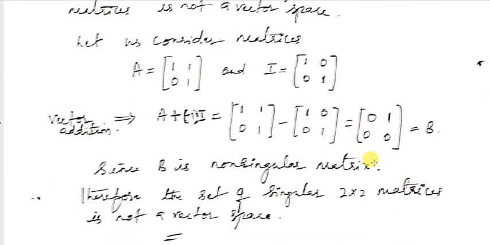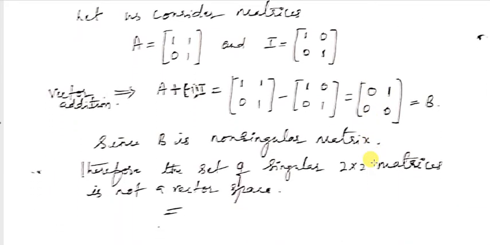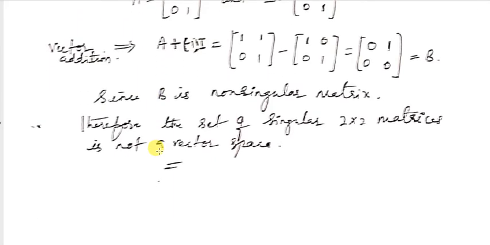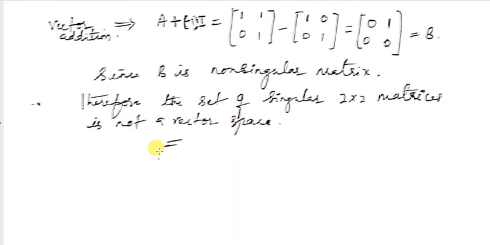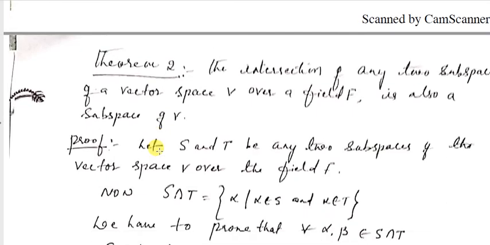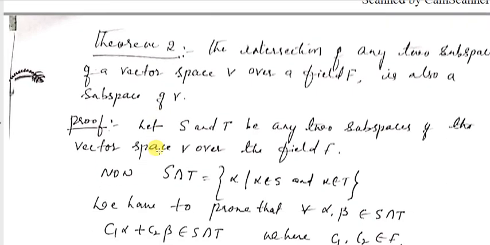a non-singular matrix. So therefore the set of singular 2 cross 2 matrices is not a vector space. So vector addition fails here. The sum of two singular matrices gives a non-singular matrix. Therefore it is not a vector space. So this is a very simple example. We'll continue with the problems after the following theorems.